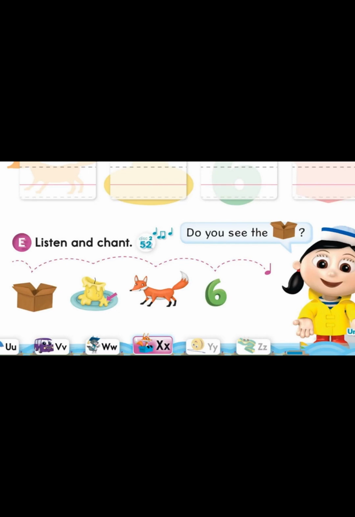Do you see the box? Do you see the wax? Do you see the fox? Do you see the six?